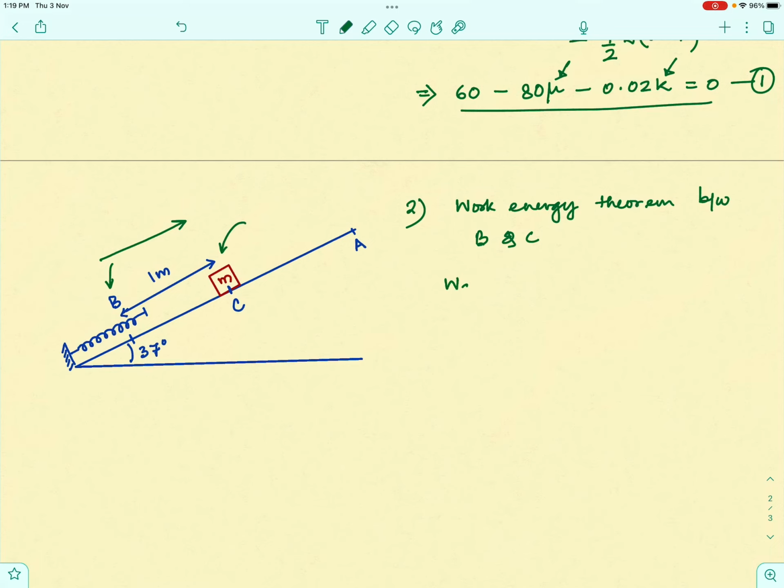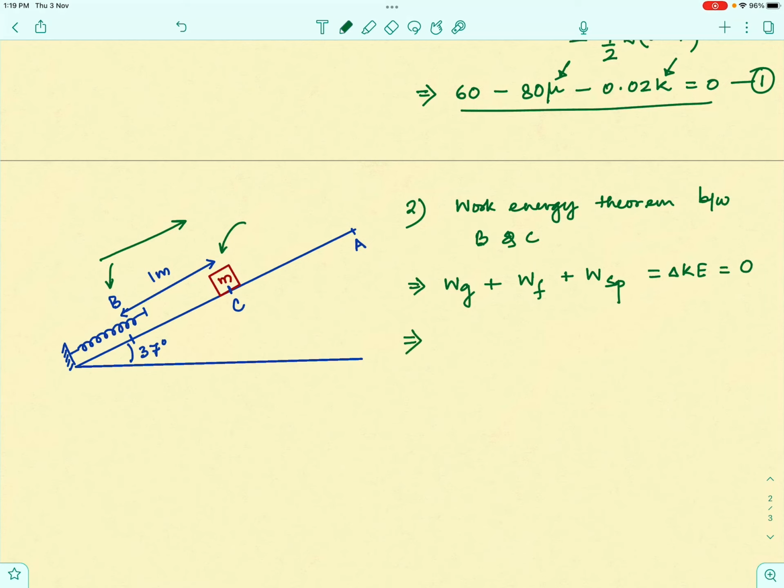So work done by gravity once again plus work done by friction plus the work done by spring will be equal to the change in kinetic energy, which this time will also be 0 because the block started off from rest, and C is also the topmost point of the block. So once it reaches C, it will again come at rest, right? So the right hand side of the equation is 0.